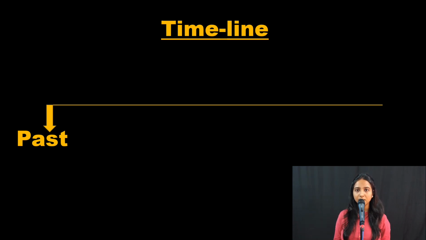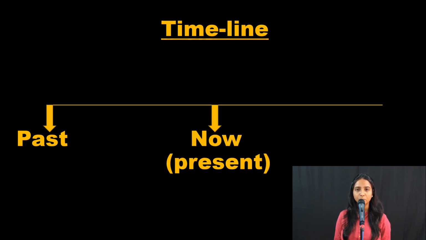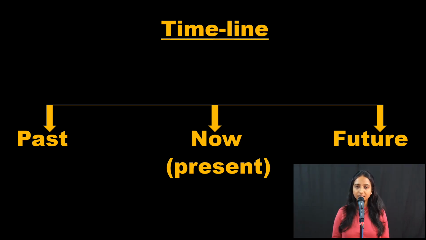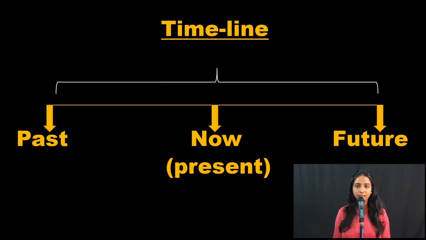This is the past, this is the now that is present, and this is the future. Let's understand simple present on the timeline. So it's always about facts, right? The timeline of simple present is very simple. The events that have taken place are true in the past, in the present, and in the future, like the example that we just saw.